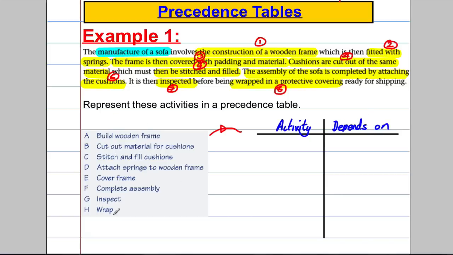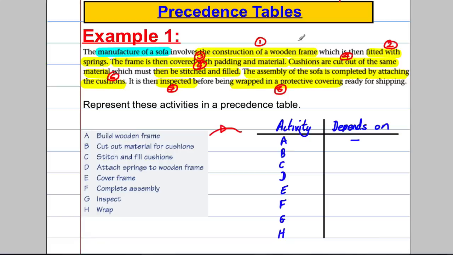So our activities are A to H, so we have A, B, C, D, E, F, G and H. A is to build the wooden frame. Now, building the wooden frame, you don't require anything in this list of 8 things to have happened first. So A depends on nothing having happened before here. A can just start straight away.